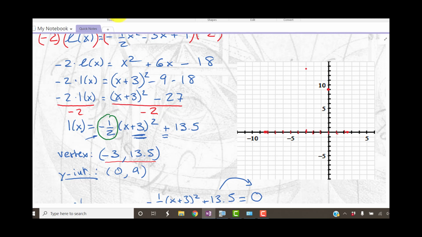Now, my axis of symmetry would be this one, x equals negative 3. So I know that I will have the symmetrical to this point on the other side. So 1, 2, 3 right here. Here we go. So now again, I have 5 points to graph my parabola like so.